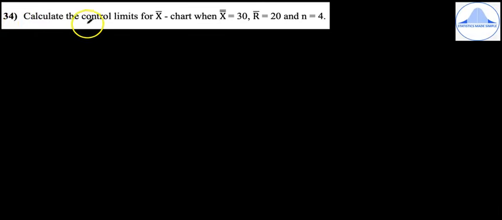34th question. Calculate the control limits for x bar chart when x double bar is equal to 30, r bar is equal to 20 and n is equal to 4. So this is the case when the process standards are unknown. So let us write the control limits for the x bar chart. So I'll write here x bar chart.